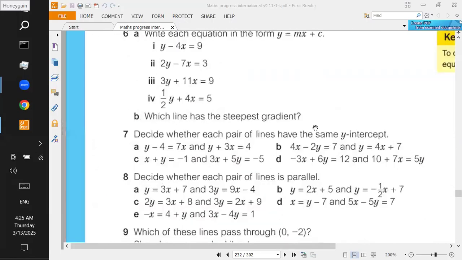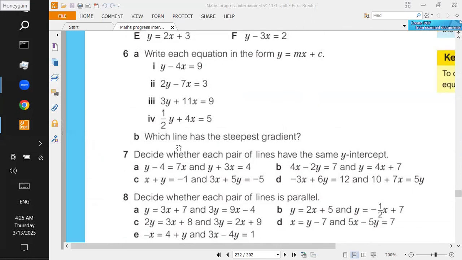Now, to decide whether each pair, sorry, I skipped this one, which line has the steepest gradient. Now, the highest number, positive or negative, doesn't matter, is the steeper or the steepest gradient. For example, if it's positive 4 or negative 7, 7 is bigger than 4. Now, don't worry about the signs, just look at the numbers. The highest number is the steepest line.